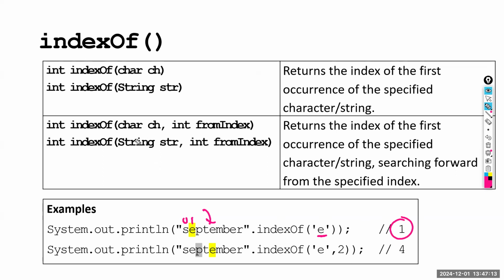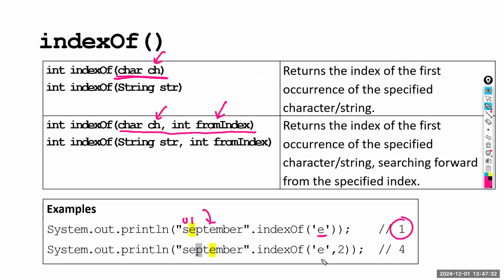And it is an overloaded method. If you provide only the first character, it will check from the 0th index. But it has an overloaded method, that means a two-parameter version is available. There you give the character and from which index you want to check.